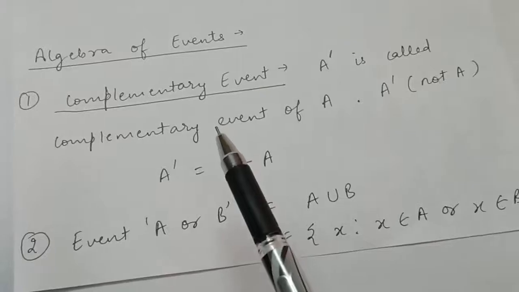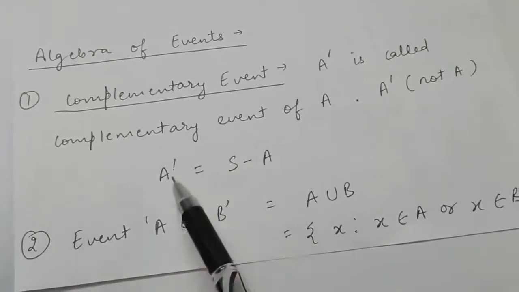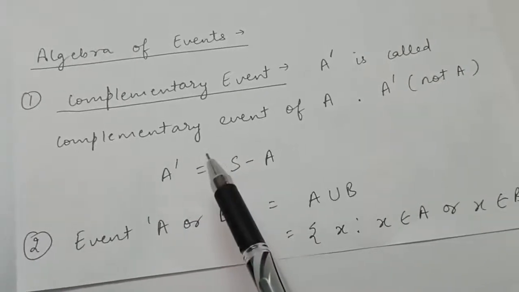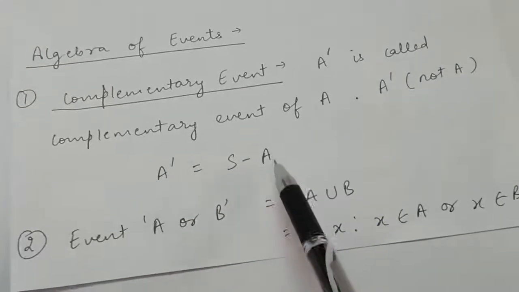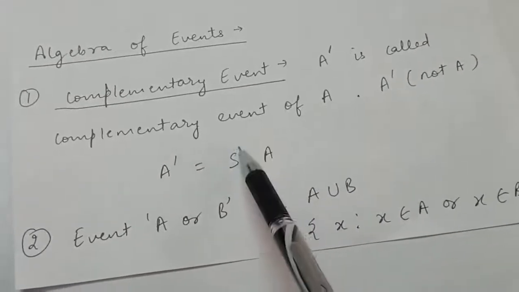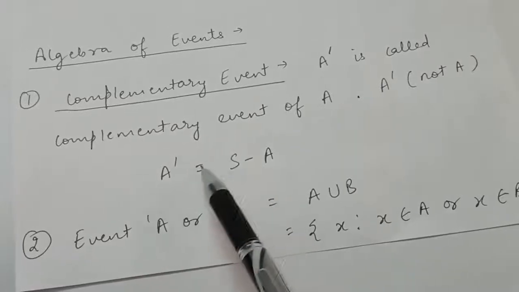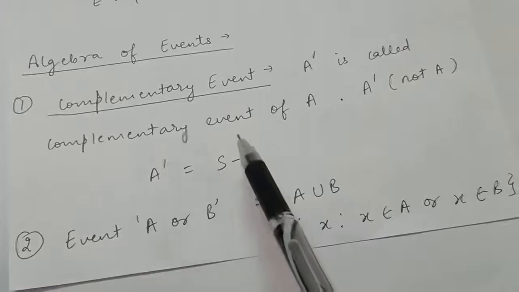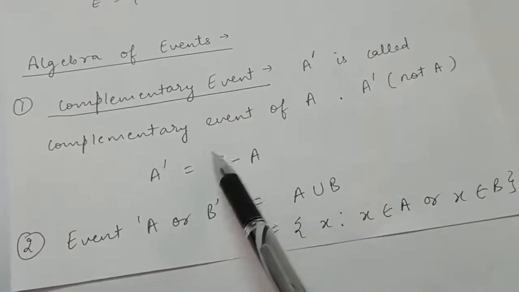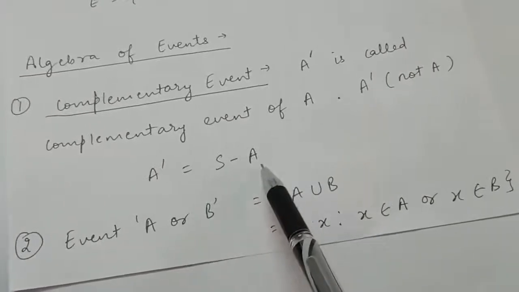In the first chapter, we have seen that A complement is equal to the universal set minus the set A. Here the universal set, in the case of events, is the sample space only. So A complement is nothing but the sample space minus A, that is, those elements which are in S but not in the set A.